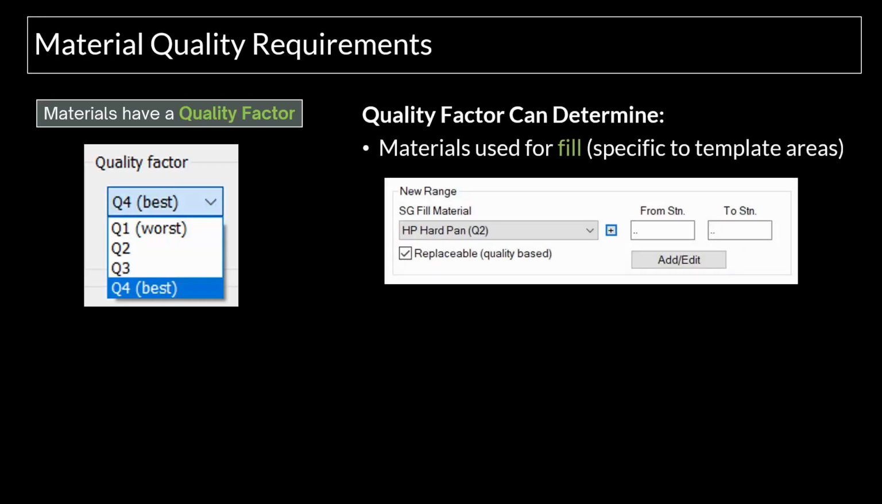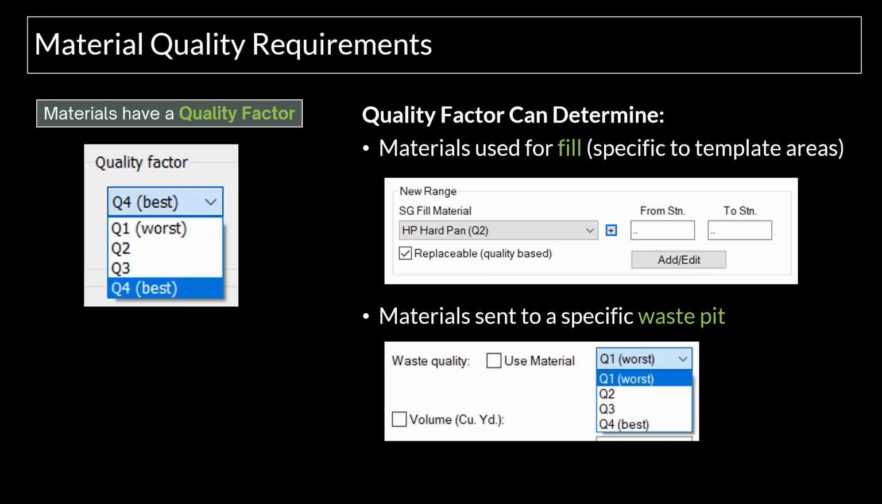Now here, this is the assign by range dialog. If we have hard pan selected as a Q2, and we assign that for a specific station range, well, if we had that replaceable quality base checkbox turned off, it would make sure that we only assigned hard pan. Now, if we have that replaceable quality base on there, it ensures that anything Q2 or better gets used as fill material in that section. And we can use those quality parameters for other things in assigning what material can go to different waste sites, etc.